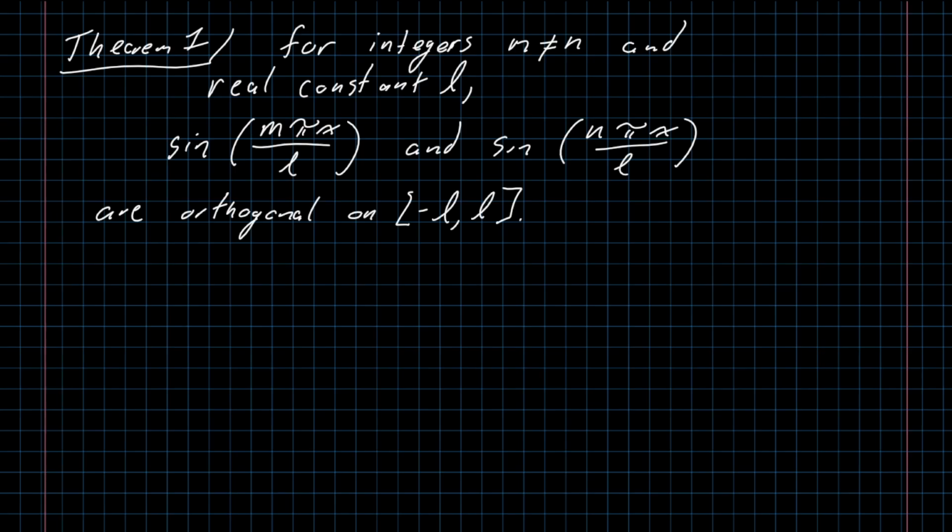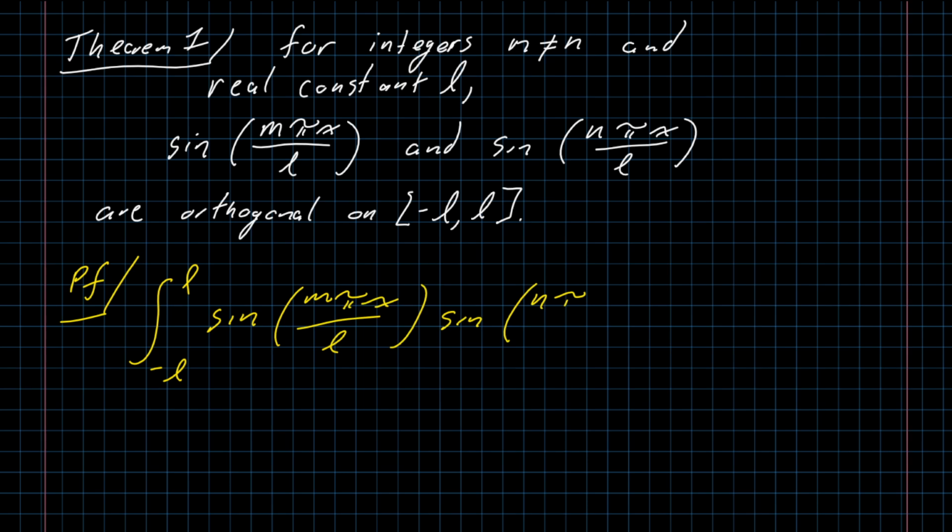Our first theorem, I claim that for integers m and n that are not equal, and for real constant L, the sine of m pi x over L and the sine of n pi x over L are orthogonal to each other. In order to prove this theorem, I guess the best way to approach it is to just directly start integrating. So we're looking at the integral from negative L to L of sine of m pi x over L times sine of n pi x over L dx.